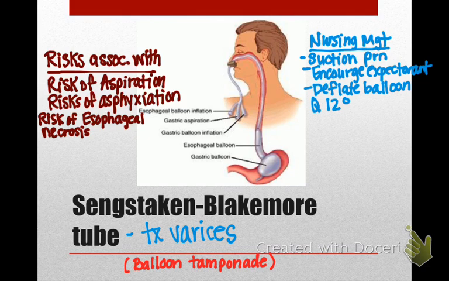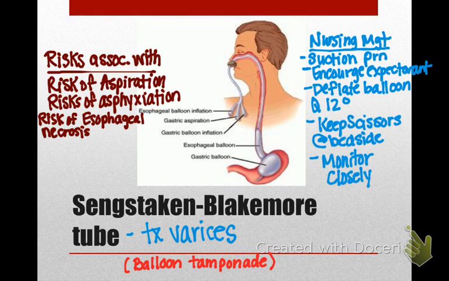So you're monitoring for signs and symptoms of rupture, erosion of the esophagus, regurgitation. You're also monitoring for aspiration, so you're listening to their lungs. And then also, this patient is going to be in ICU, right? You're only going to have 1 or 2 patients, possibly 3, but you're monitoring this patient very closely. So most of the time, anyone with balloon tamponade is going to be in ICU.